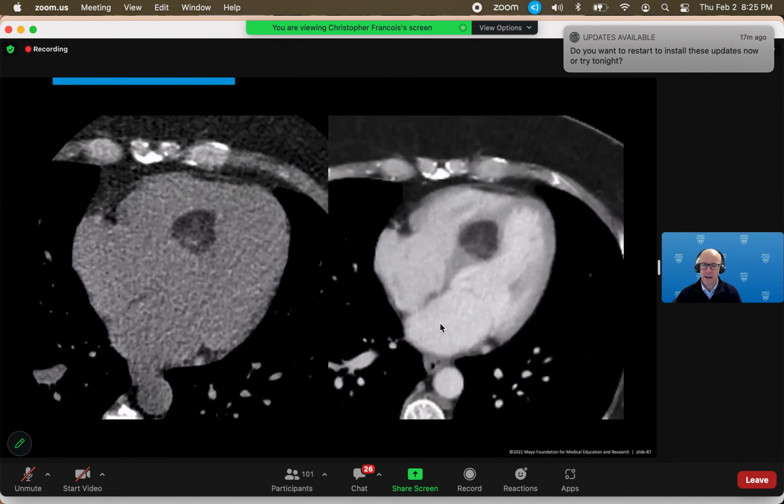Another case of heart block. This time we have a non-contrast CT followed by a contrast-enhanced CT, and we have a well-circumscribed fat attenuation mass within the interventricular septum. This is a lipoma.